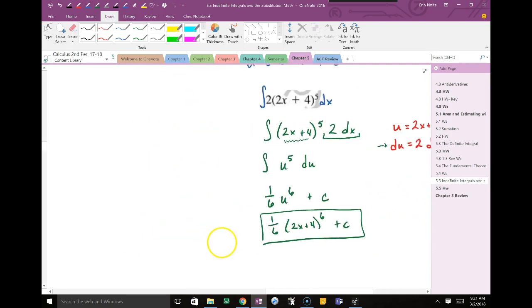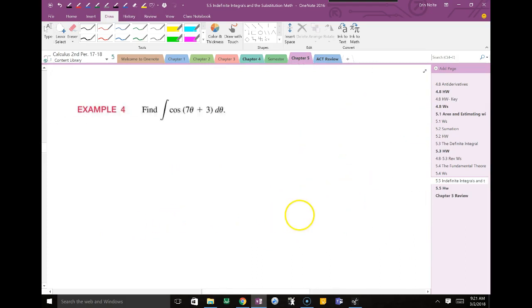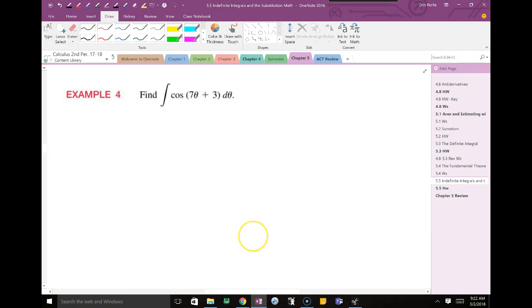Okay, can I do one more? Let's do a trig one. You guys get really scared of trig stuff. The nice thing about this is, when you do trig, I feel like u substitution is always easier because it just makes it more simple. It really does. I know you don't believe me, but it really does.